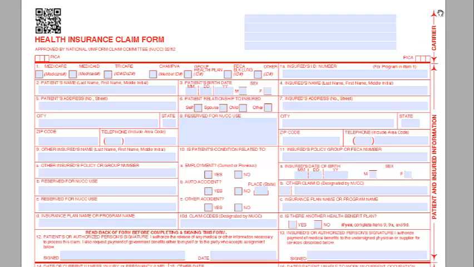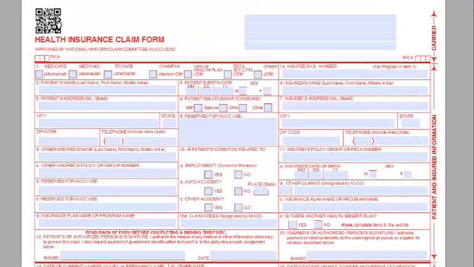Section 1 is where the carrier information goes. This is where the name of the insurance company as well as the address to where this claim form will be sent is entered onto the form. The next one is where the patient and insured information goes, and this is where we put in all of the information that the insurance company would need in order to identify whose policy should be looked at.